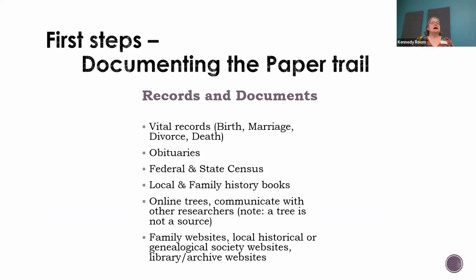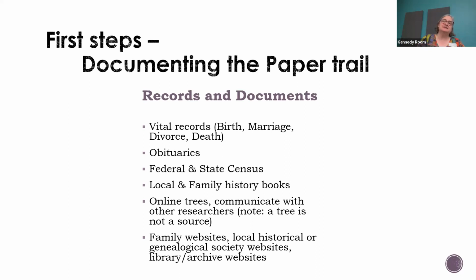So document that paper trail. Look for vital records such as birth, marriage, divorce, and death. Obituaries can be really helpful if they exist, which is mostly a 20th century thing. Now that you have to pay an arm and a leg for an obituary in most papers, a lot of people aren't doing them, or they may only be at a funeral home site. So you may have to dig a little bit, and just because it's there online today does not mean it will be there online tomorrow. So if you find it, save it, print it, or save it to your computer.